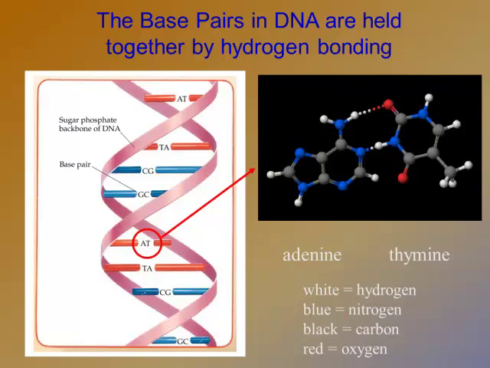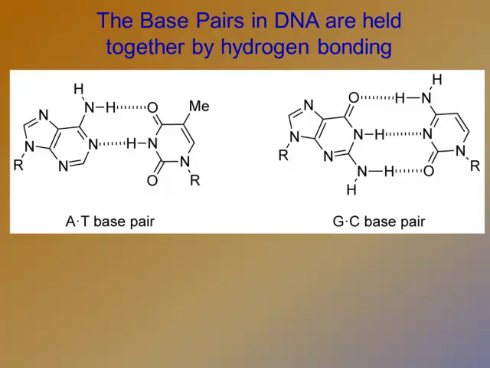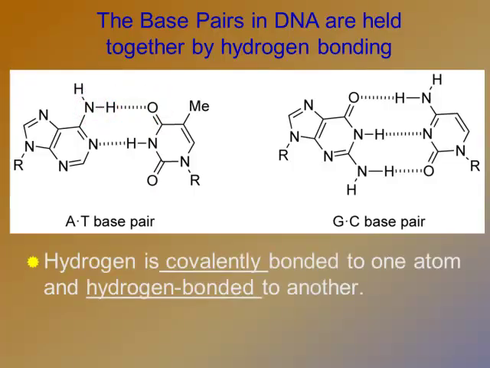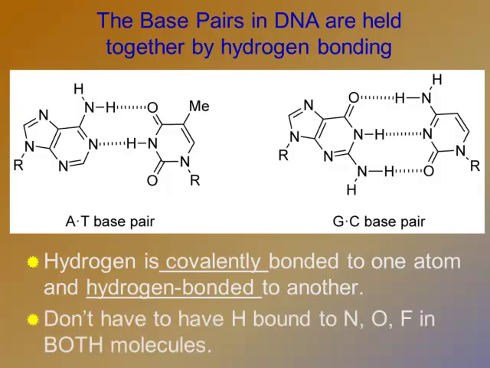This type of hydrogen bonding, the bonding between different types of particles, is what holds the base pairs of DNA together. Looking more closely here, hydrogen is covalently bound to a nitrogen on one base pair, and then undergoes hydrogen bonding to an oxygen on an adjacent base pair. Again, hydrogen is covalently bonded to one atom and hydrogen bonded to another. You don't have to have hydrogen bound to nitrogen, oxygen, or fluorine covalently in both molecules involved.